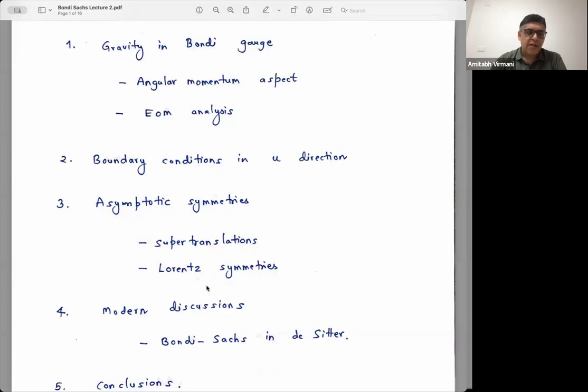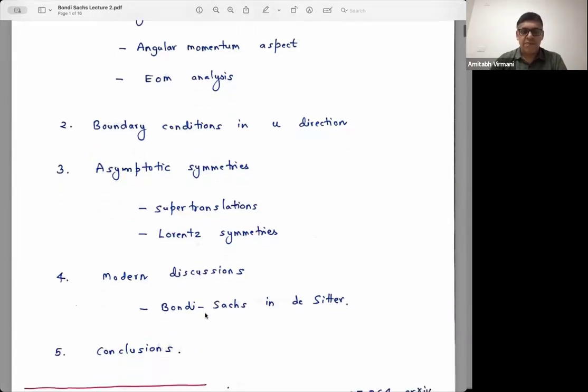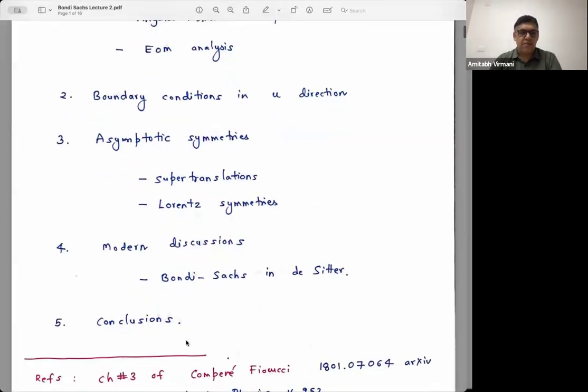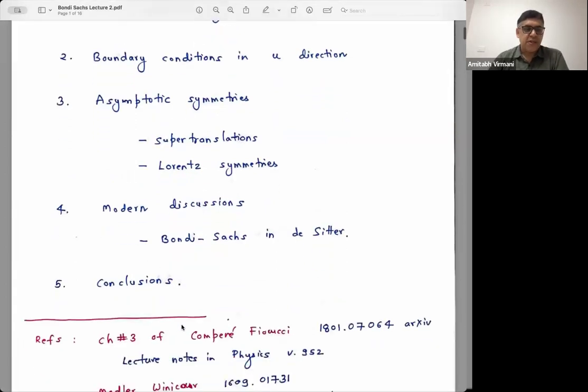And finally, I will discuss modern topics that people are discussing on the arXiv. In particular, the Bondi-Sachs formalism in de Sitter is one such topic. Then I will end with my conclusions.